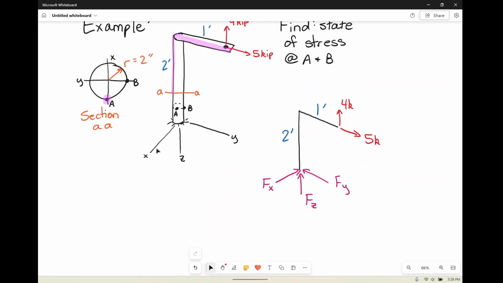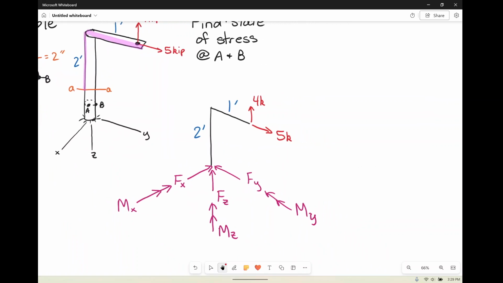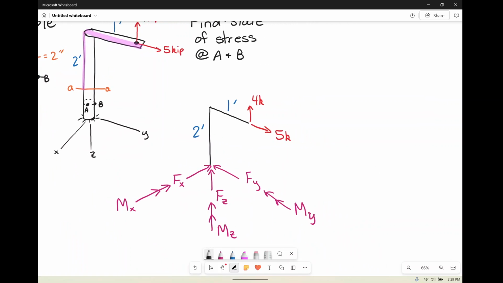And then also, you're going to have moments. So we have moment in the X. We're going to have moment in the Y. And then we're going to have moment in the Z. Now, does it actually matter in which direction we're drawing our arrows? The answer is no, because through statics, we're going to figure out the correct direction for all of these things. So let's start with the forces first.